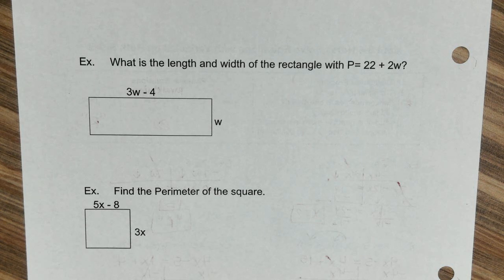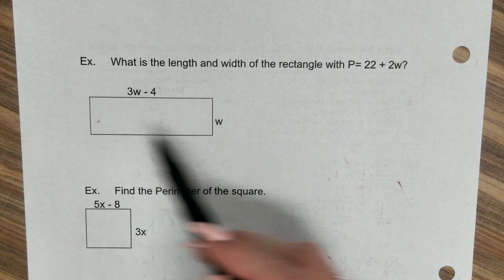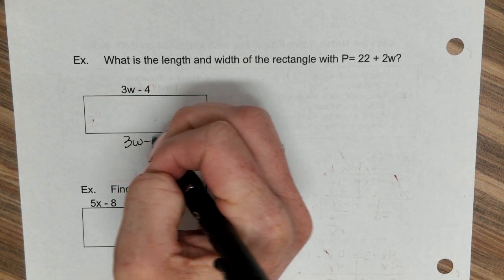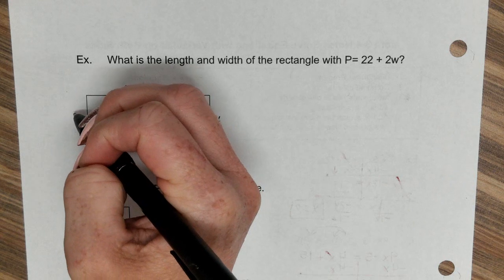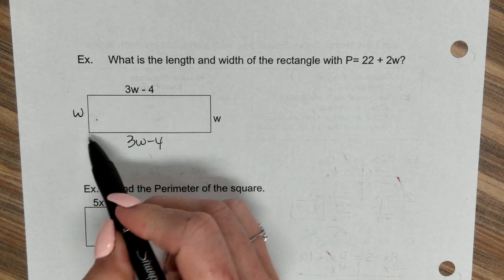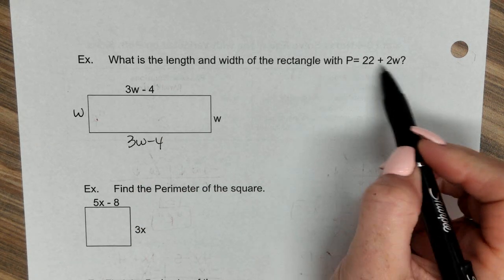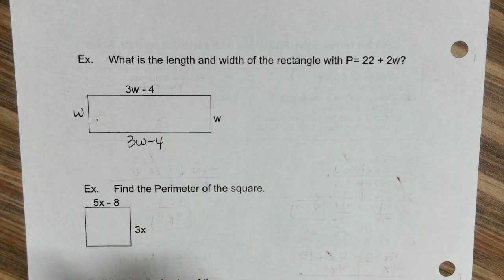What is the length and width of the rectangle if its perimeter is 22 plus 2w? Well, what do we know about perimeter? How do you find it? Add all the sides. How many sides are there? All right, if this is 3w minus 4, what is this? All right, if this is w, what is this? All right, so all of these add up to equal the perimeter. And it tells you this is the perimeter, yes? Can I make an equation?